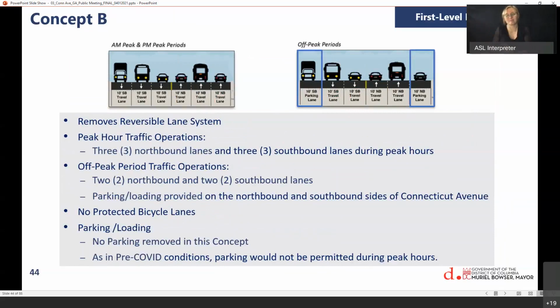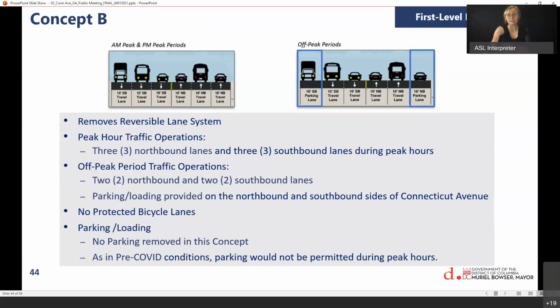Concept B removes the reversible lane system entirely. During the peak hour, there would be 3 northbound lanes and 3 southbound lanes. During off-peak periods, 2 lanes in each direction with parking provided on both sides. This option does not provide any protected bicycle facilities. And as in pre-COVID conditions, parking would be allowed, but only during off-peak periods.